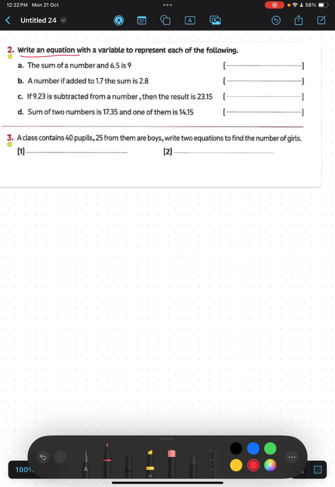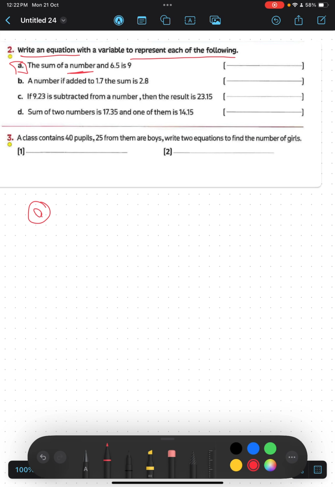Write an equation with a variable. الفاريبل اللي هي letters for example x, y and so on. Okay, to represent each of the following. طيب letter A بيقول لي ايه؟ the sum of a number ده unknown not given, and 6.5 is 9. تعالوا كده how we answer letter A.